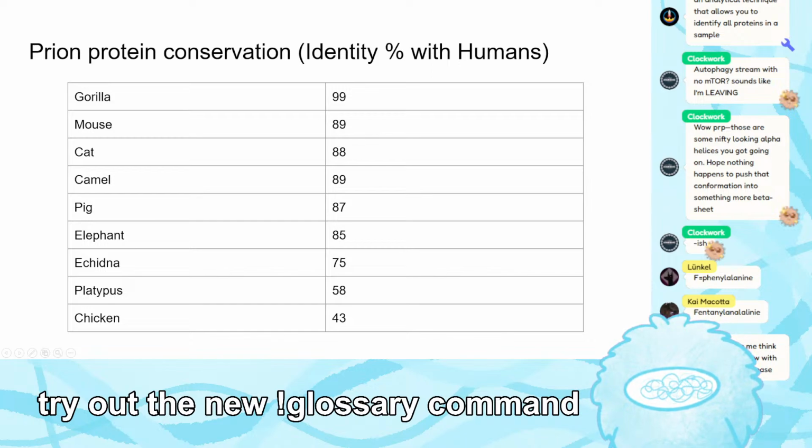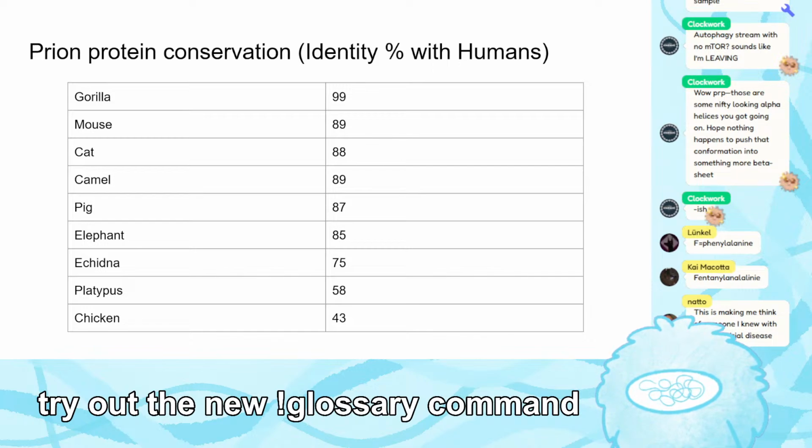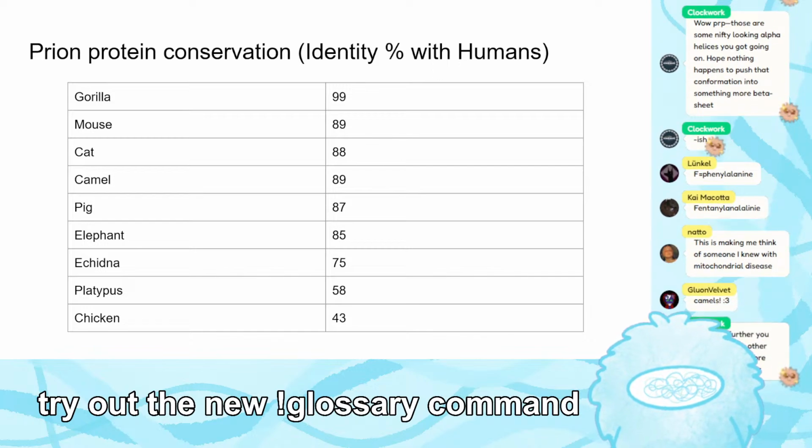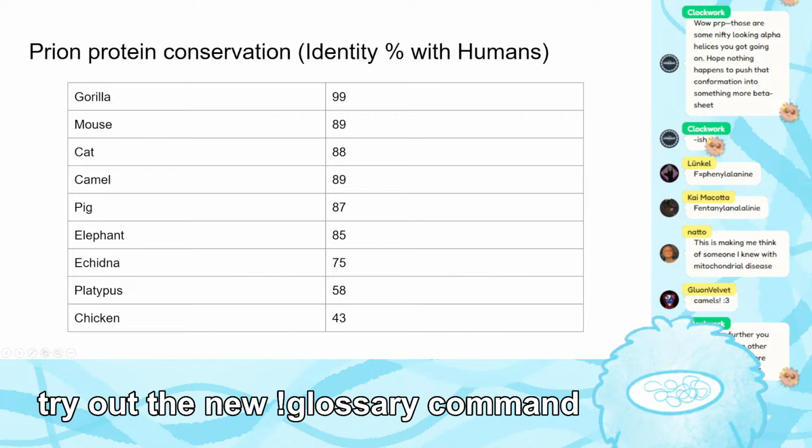It's because echidnas and platypuses are a little weird for mammals. The echidna is just old for mammals, and platypuses are just kind of weird in general, but I put them up there anyway because I found them interesting. From elephants up, these are what I consider to be modern mammals, and there's a pretty high level of conservation there.